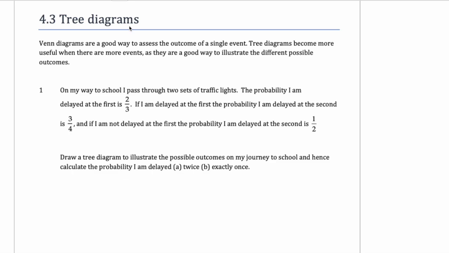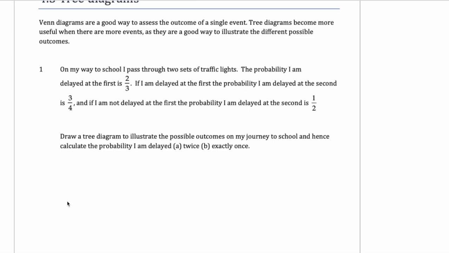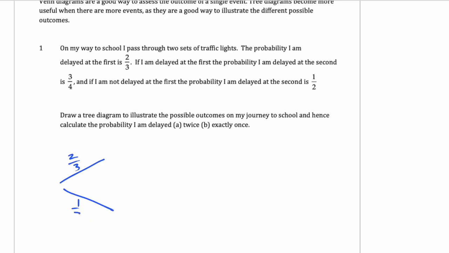Okay, let's take a look at this first simple tree diagram. So this is on the way to school, passing traffic lights. The probability I'm delayed at the first light is 2/3. So let's display that in a tree diagram. We got 2/3, and then the complement of that is 1/3. So 2/3 chance of delay, a 1/3 chance of not being delayed.